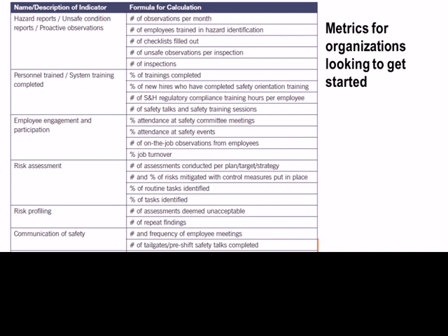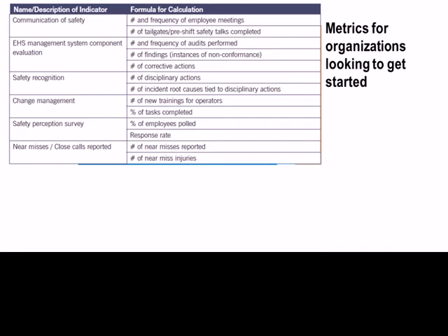We also have a second part on this other slide here for other metrics that you may want to consider getting started with, that the work group thought would be lower in maturity and also lower in complexity. I wanted to call out one of these metrics here, under safety perception survey, things like percent of employees polled and also the response rate. Kevin, I know that you had something to say about perception surveys at organizations.